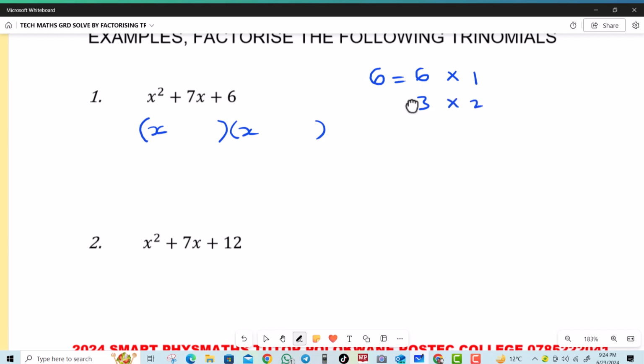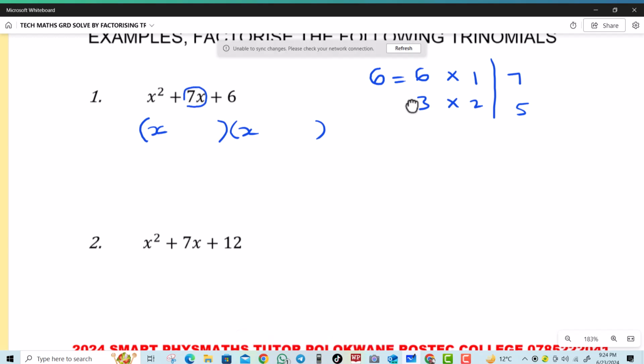Now you see these two, when you add them, you must get the middle term. So what is 6 plus 1? This is 7 here. 3 plus 2, this is 5. Okay, so now you check what you have here. The middle term here is 7x. Because this is 7x, it means that the right pair to use is going to be this 6 and the 1.